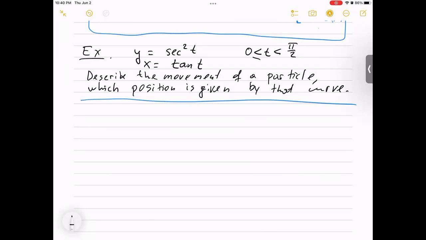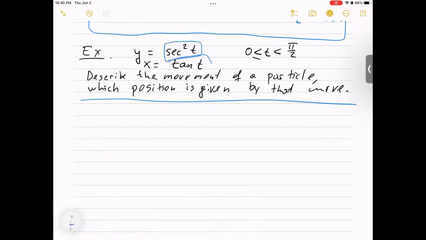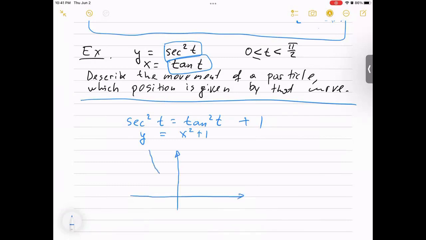So first we notice that we have secant squared and tangent. So we recall how secant squared and tangent squared relate. Secant squared equals tangent squared plus 1. So from here we get y equals x squared plus 1. So from here we get a parabola, y equals x squared plus 1, which looks like this.